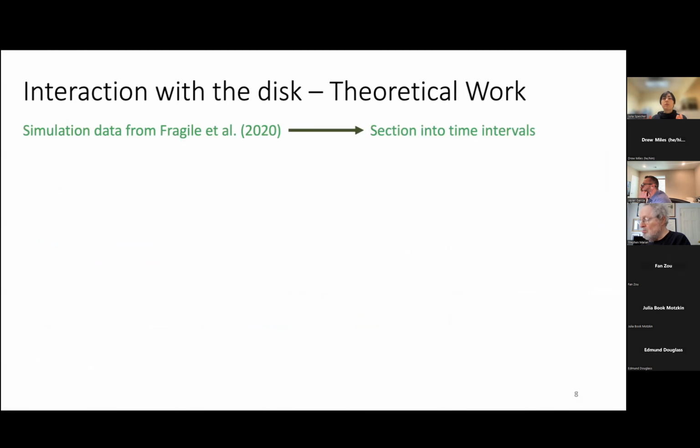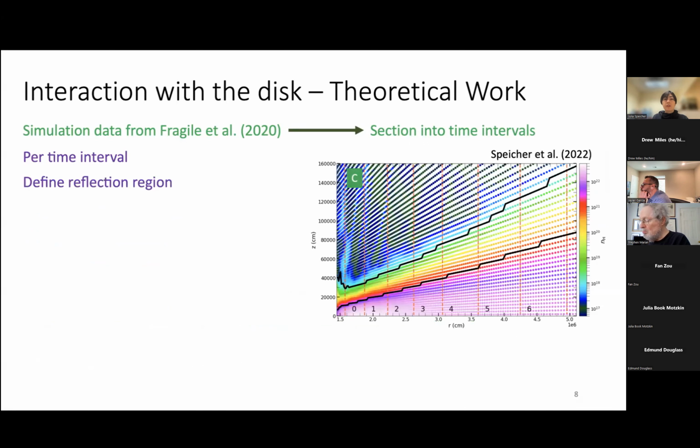And for different time intervals along the burst evolution, we got time-averaged simulation data. For each of these time intervals, we first defined a reflecting region, which we then sectioned further into radial zones. An example of this setup can be seen in this figure here. The colors of the color map correspond to the hydrogen number density.